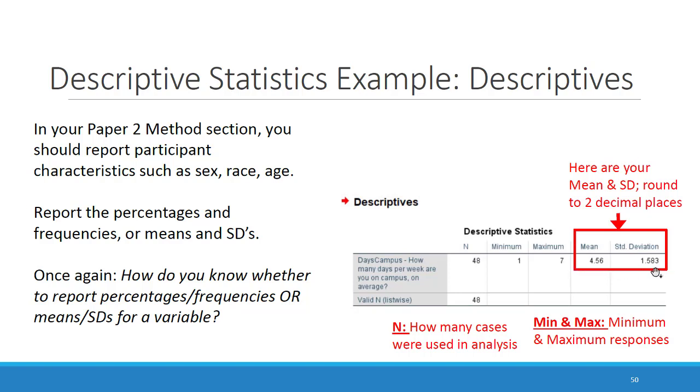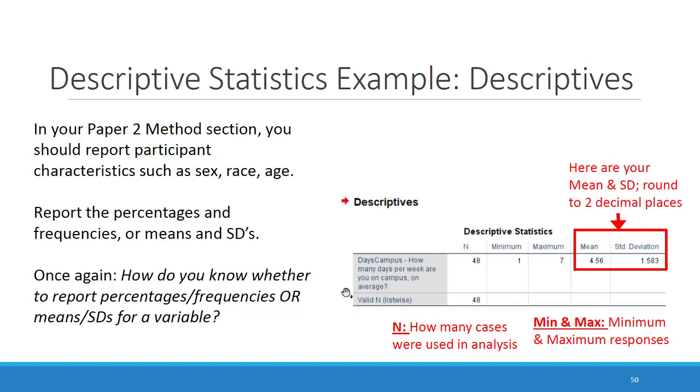And then we have what's of interest to us, which are the mean and the standard deviation. In this case, we can see that for these 48 individuals, the average number of days on campus is 4.56. So if we think about what that means from 1 to 7, 4.56 is on the higher end, right? It's above the midpoint of the scale. And our standard deviation, we want to round to 2 decimal places, so we would say 1.58 for our standard deviation.